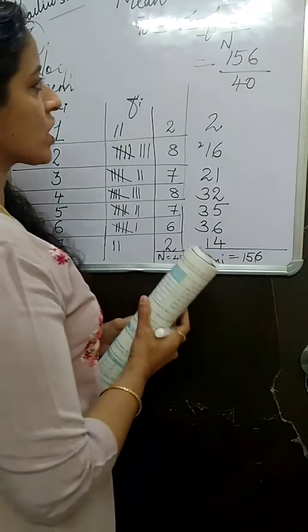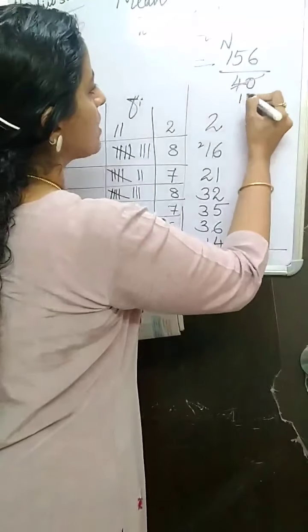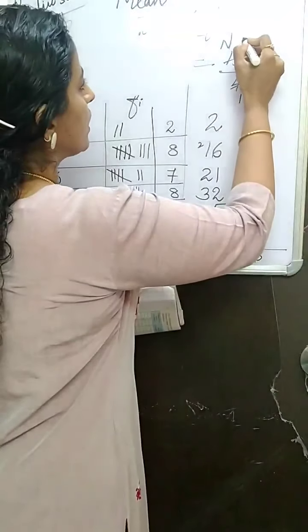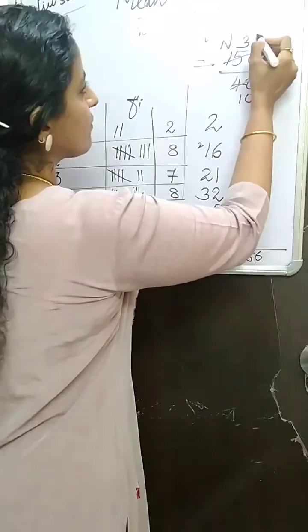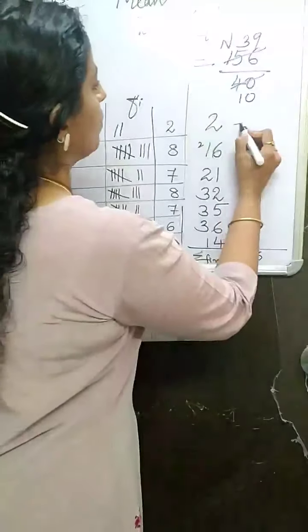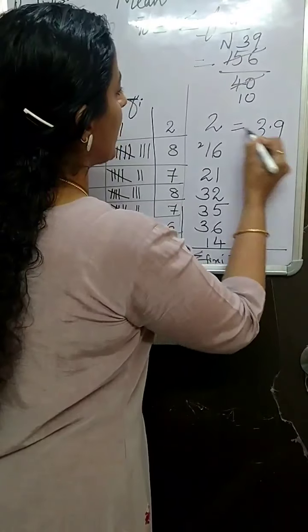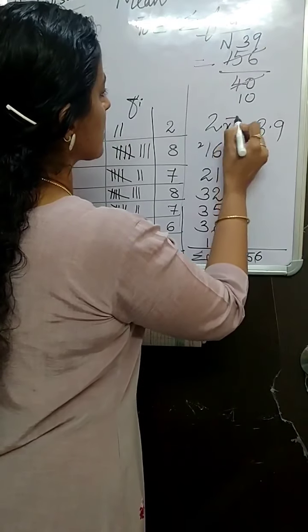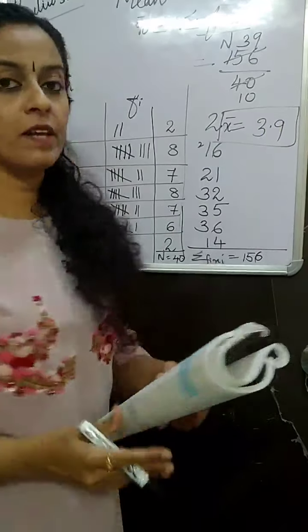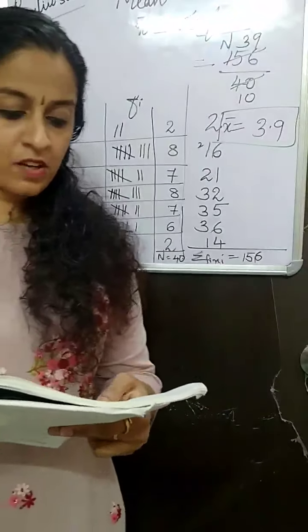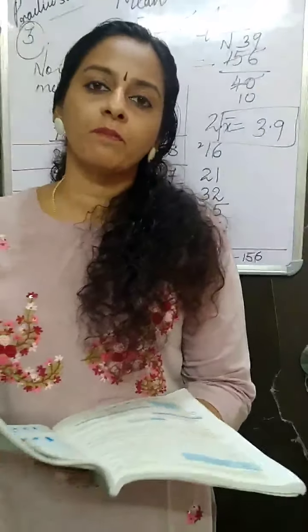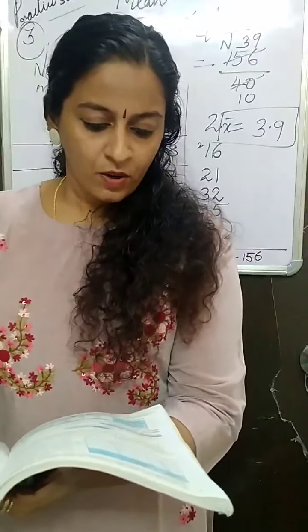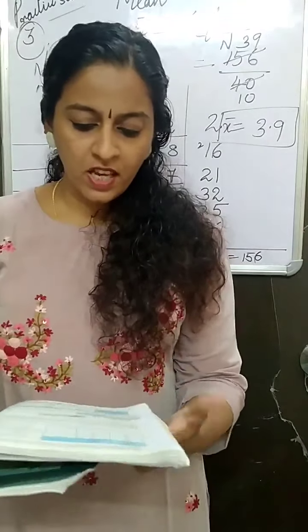Goes in 4's table. Correct, no? So 4 ones are 4 and 0. 4 threes are 12. So 36. 4 nines are 36. So on an average 3.9 we are getting. So x bar is equal to 3.9. Final answer you will write. Mean of the members of 40 families is equal to 3.9. That's it. Okay. So this sum was very easy.